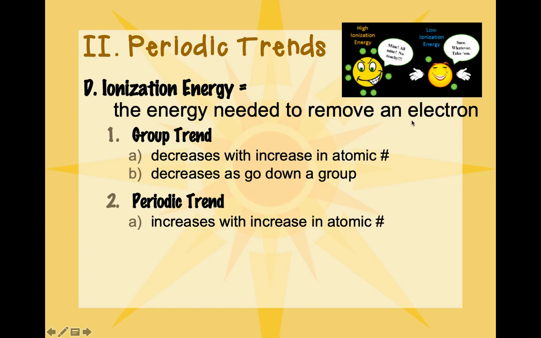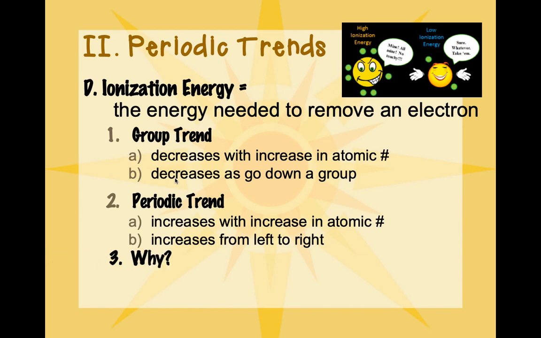The energy needed to remove an electron is higher on the right side of the periodic table where the atomic number is higher, so from left to right. So again, for the elements on the right side of the periodic table, it takes more energy to remove their electrons. For the elements on the bottom of the periodic table, it takes less energy to remove their electrons.